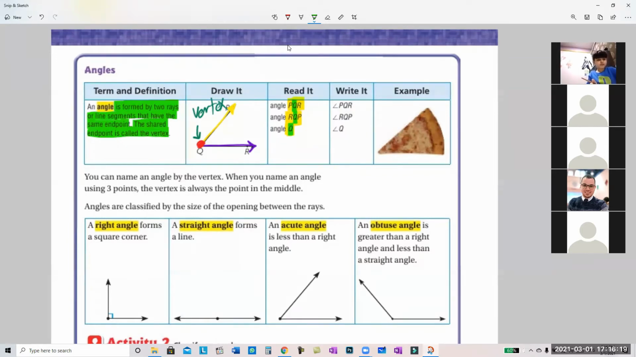Okay, so the Q, the vertex, must be in between. The vertex must be in between. So that is the vertex, which is Q.